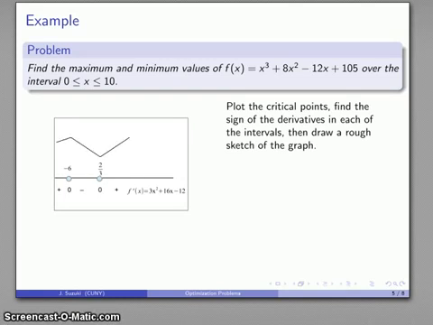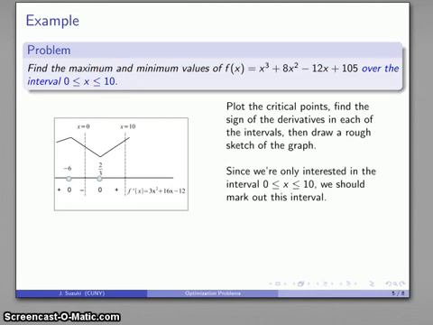Now, we are interested only in the portion of the graph that exists between x equals 0 and x equals 10. So let's go ahead and put in those limits. And the way to read this is nothing outside this interval really matters. I can ignore this section of the graph. I can ignore this section of the graph. I don't have to worry about anything outside those intervals.